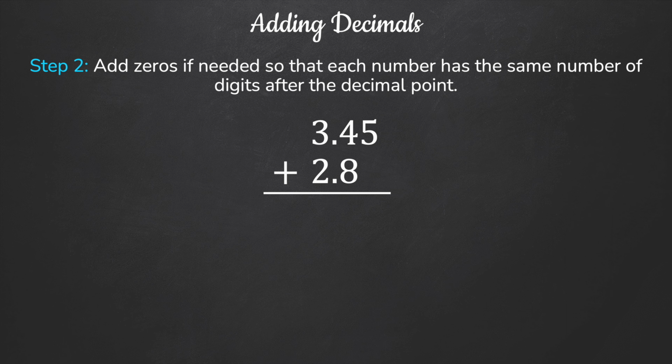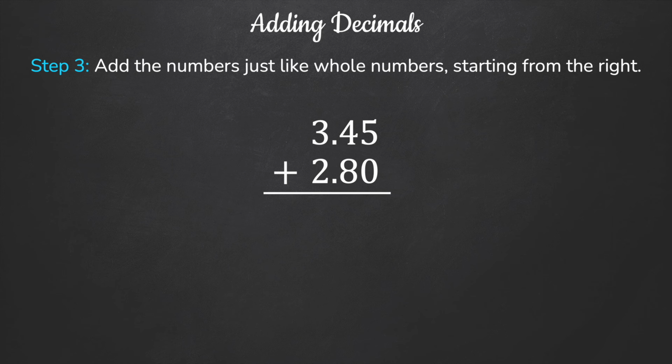And then we're going to add zeros if needed so that each number has the same number of digits after the decimal point. Our first number has 2 digits after the decimal point, and our second number has 1. So we're going to add a 0 so that these numbers perfectly line up. And that means that now we have 2 digits after each decimal point, just to make it easier to look at. Then we're going to go ahead and add the numbers just like whole numbers, starting from the right.